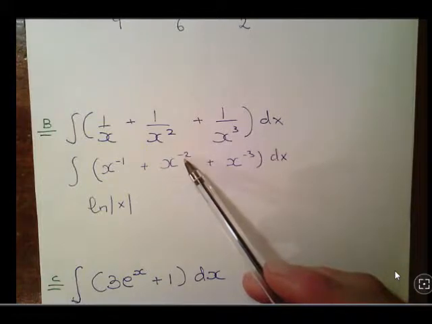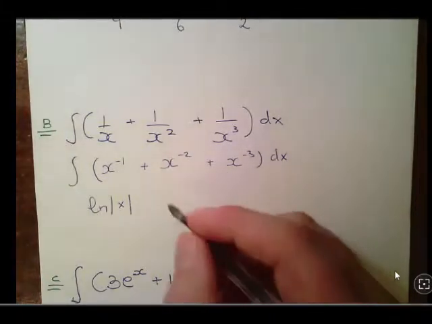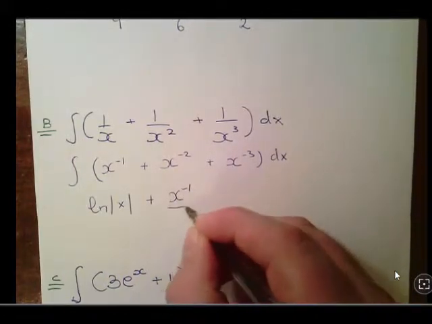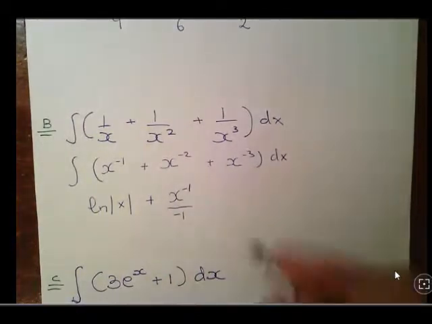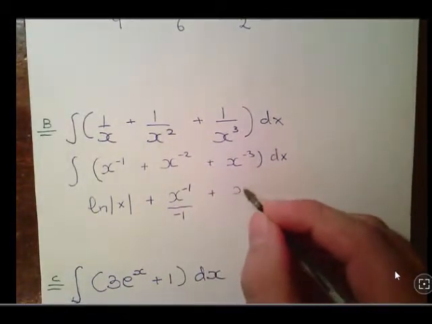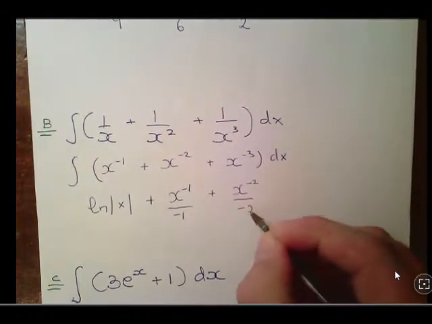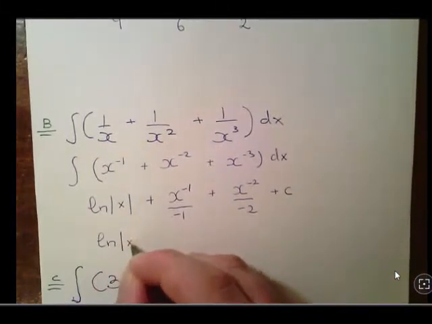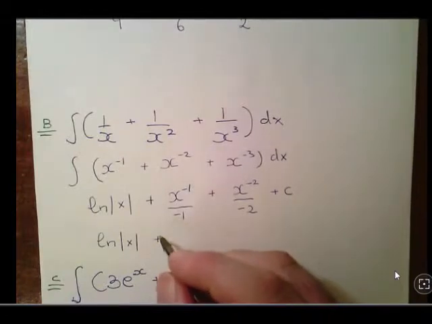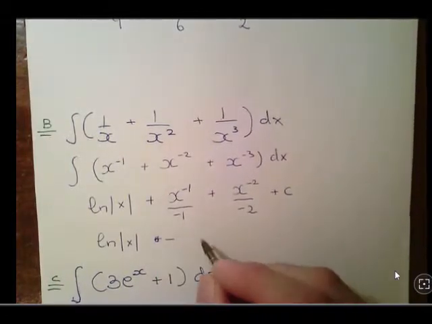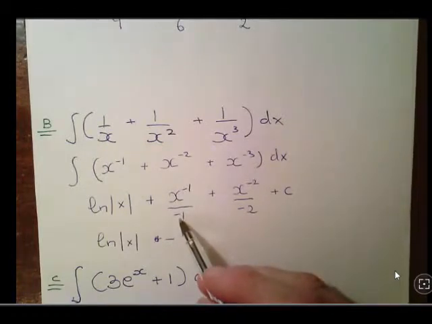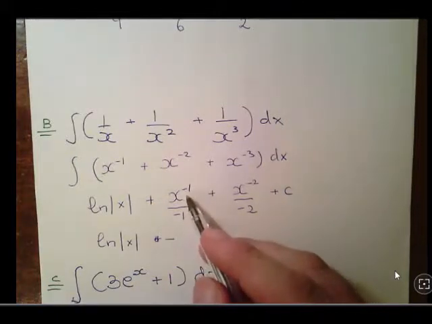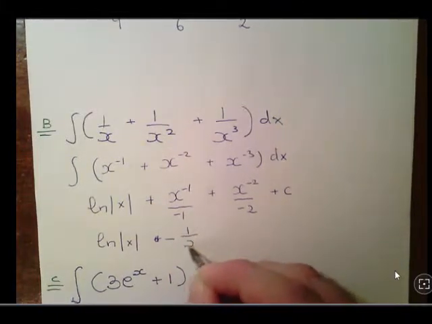So we have n equal to minus 2, n plus 1 is equal to minus 1. So we have x to the power of minus 1 over minus 1, plus x to the power of minus 2 over minus 2, plus c. We can re-express that as follows. Oops, that should be a minus there. Just watch out for that. Remember the minus 1 here makes that minus. x to the power of minus 1 is 1 over x, and so on.